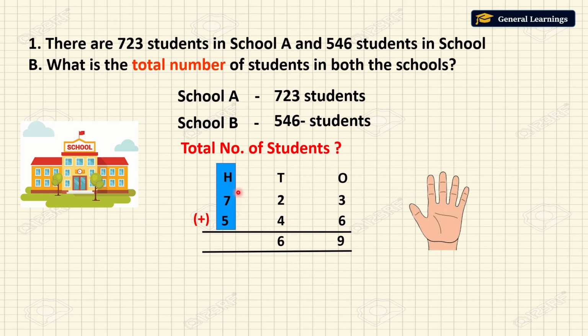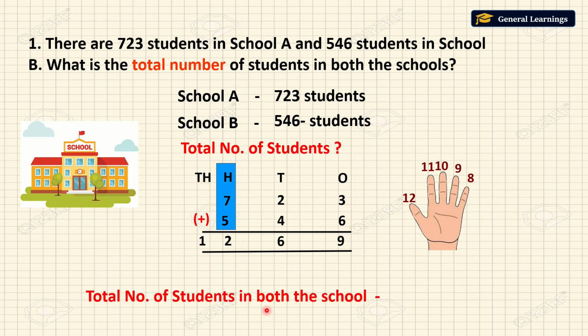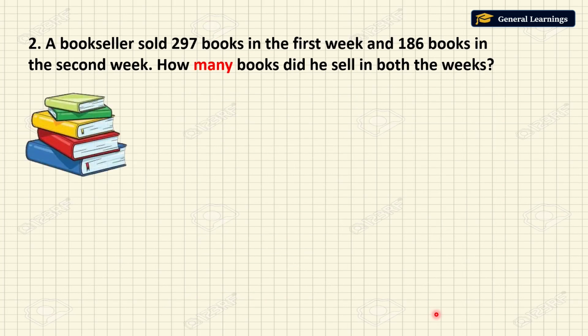Next we need to add the hundreds place. We should keep 7 in our mind. Then add 5 more digits after 7. So after 7 is 8, 9, 10, 11, 12. So 7 plus 5 is 12. So this 1 should be placed in the thousands place. So the total number of students in both the schools will be 1269. Let us see one more example.